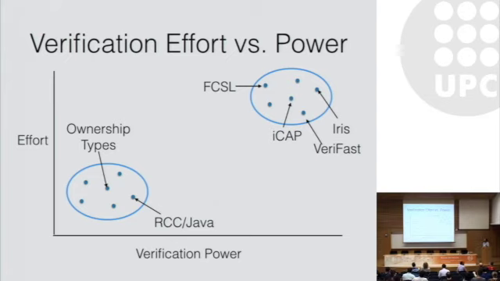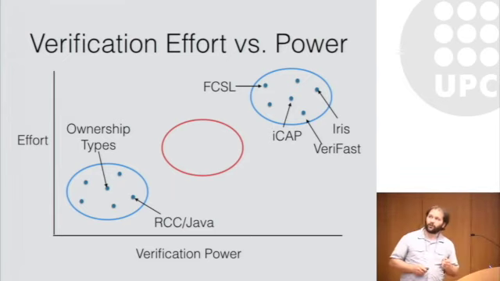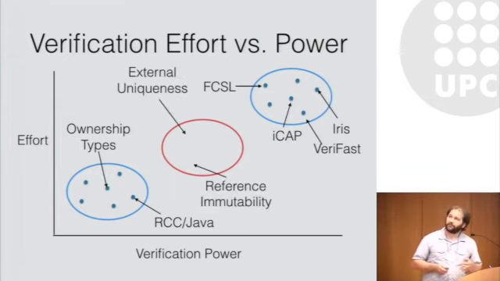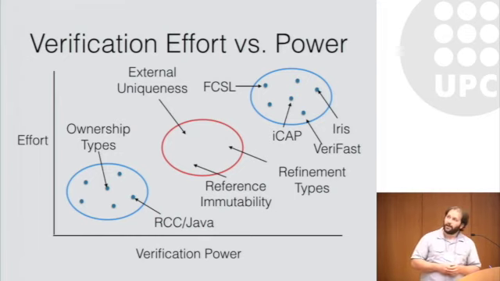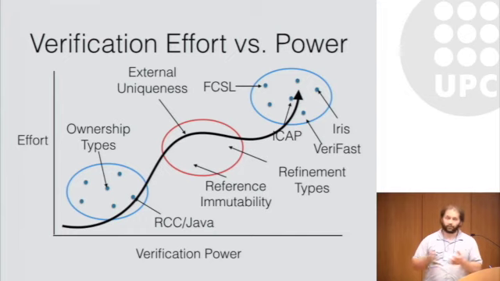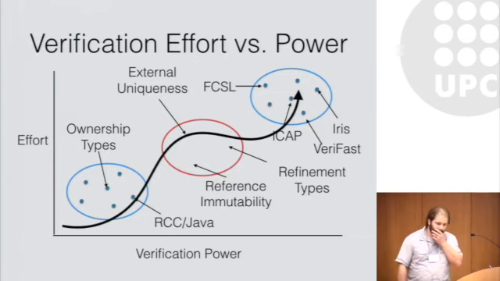But I'm really interested in this space here, because if you think about how people are going to get up there, there's stuff in between that they need to cover first. Things like external uniqueness, reference immutability, and refinement types are kind of in this intermediate space. And if we're ever going to get people up into that top right corner, they're going to actually work their way through some path of intermediate systems. So it's worth thinking about what are different points in this space, trading off effort versus verification power.